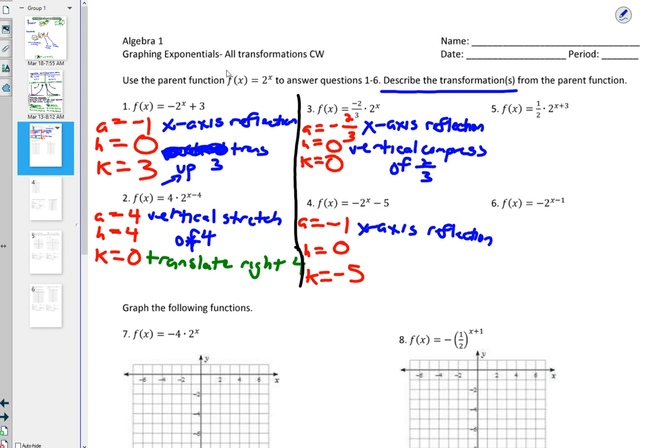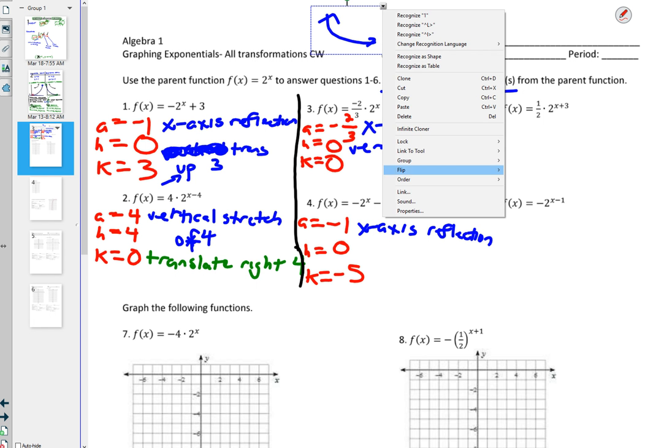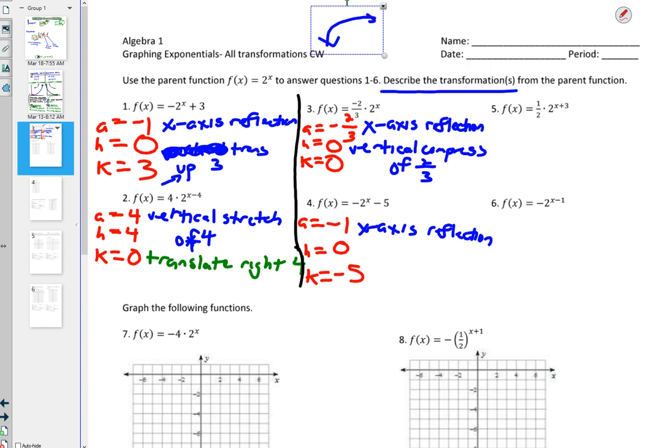So like we already talked about how this was a growth, right? And growths typically look like this. So if I were to graph this, I still have one more transformation left, but before I do that transformation, this would end up flipping and end up looking like that. And what's that last transformation? Yeah, translate down 5 units.